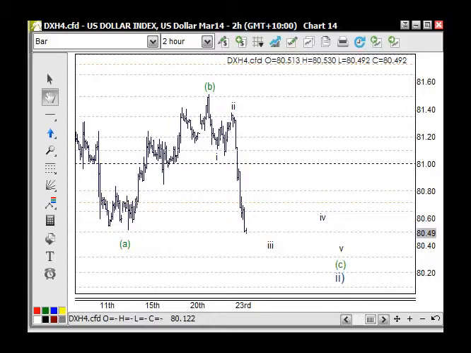Welcome, and currencies, US dollar. We're looking at a five-wave structure to the downside here that's not complete. So we'd be looking at this wave one, wave two here, looking for a third wave, a fourth wave, and a fifth wave down through to here. And this is important because many of the other crosses will be doing exactly the same thing as well.